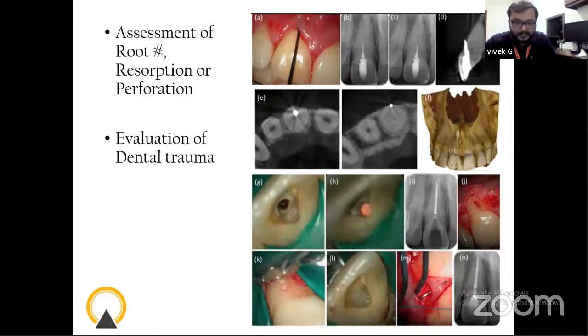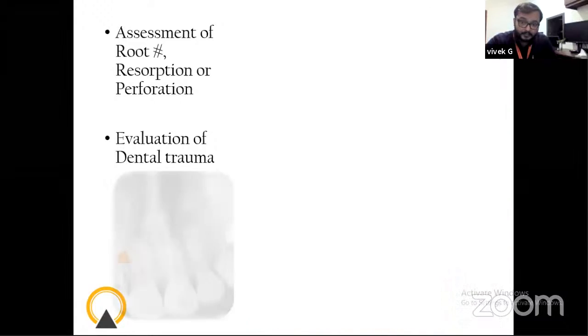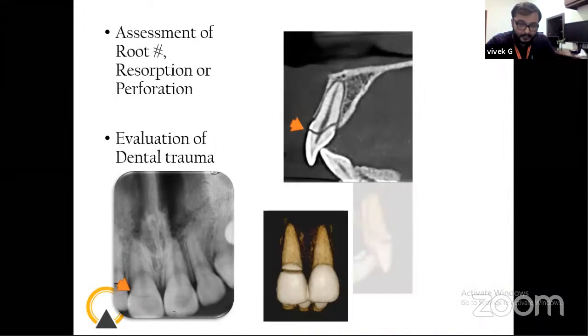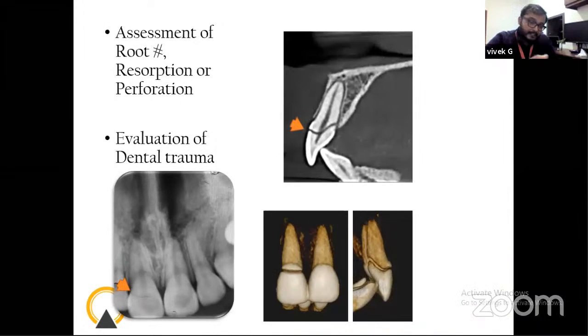Thankfully, it was in the cervical third, and then you could see a post-operative follow-up radiograph wherein it has healed completely. So that's another example of a case wherein assessment of resorption, perforation, and root fracture can all be done with CBCT. Now, when I was talking about root fracture and crown fracture, you can see in the intraoral periapical radiograph, the fracture is not quite visible, although clinically it might have been visible.